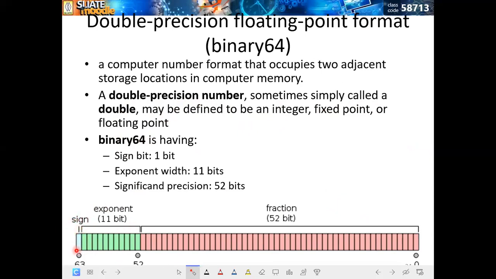Here, even in this format, we use 1 bit, 0 or 1. 1 is for the negative numbers, 0 for the positive numbers. Then for the exponent, we use an 11 bit part. Then the fractional part, we use 52 bits. So that's the difference in this format.